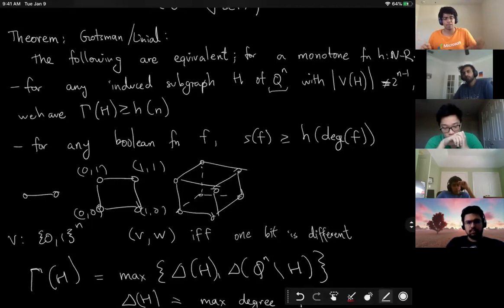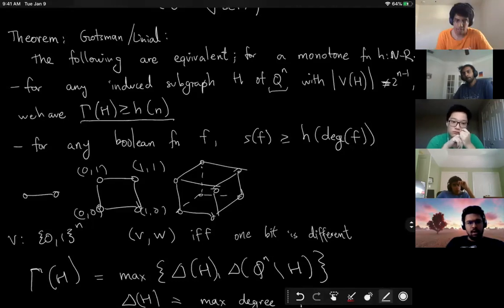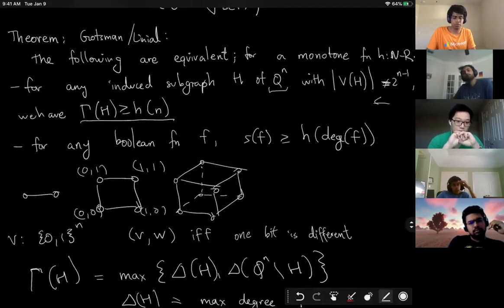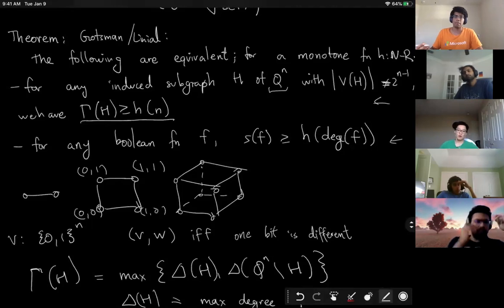Oh wait, I phrased that wrong, but you're trying to prove equivalence of two sentences, right? The first sentence is just that for all induced subgraphs, this equation holds. Now this isn't going to be true for every function h, but if a given function h fails this statement, then it will fail this statement, is what this theorem is saying. And the second sentence is: for any Boolean function f, the sensitivity of f is larger than h of the degree of f.